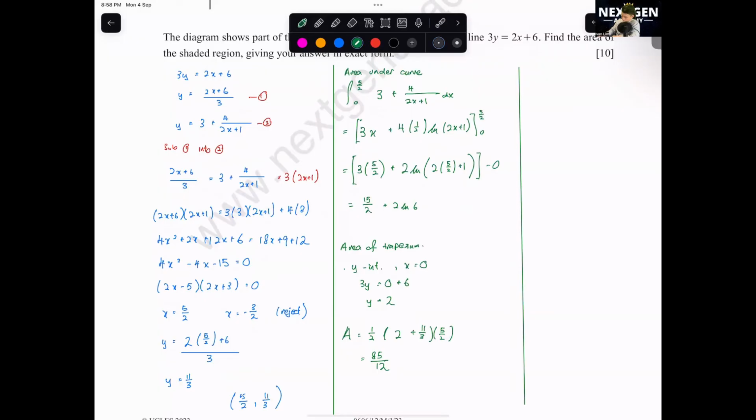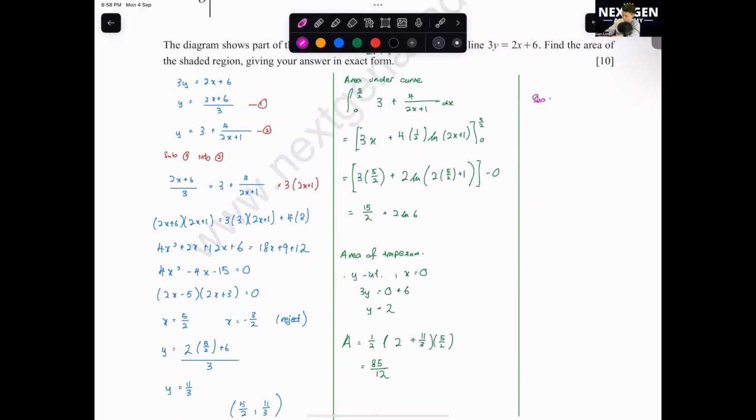Then the final part, find the shaded area. We take the area under the curve minus 85 over 12, which is the area of the trapezium. The final answer will be 2 ln 6 plus 5 over 12.